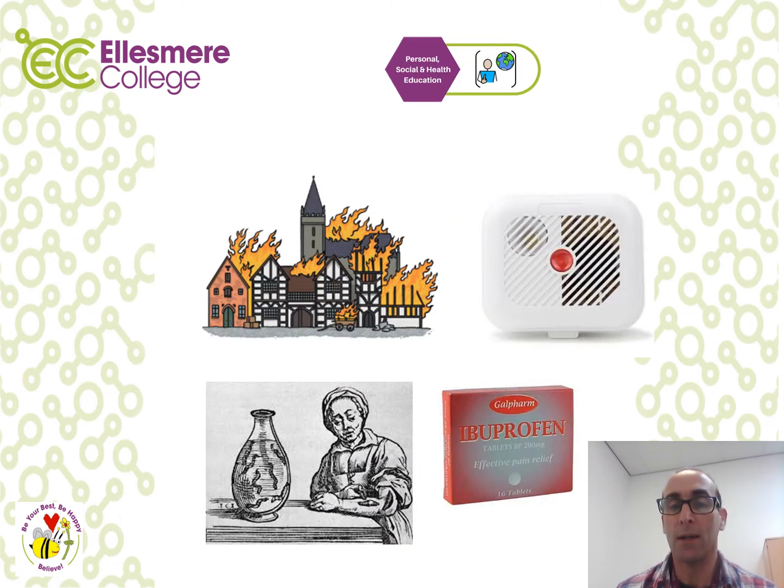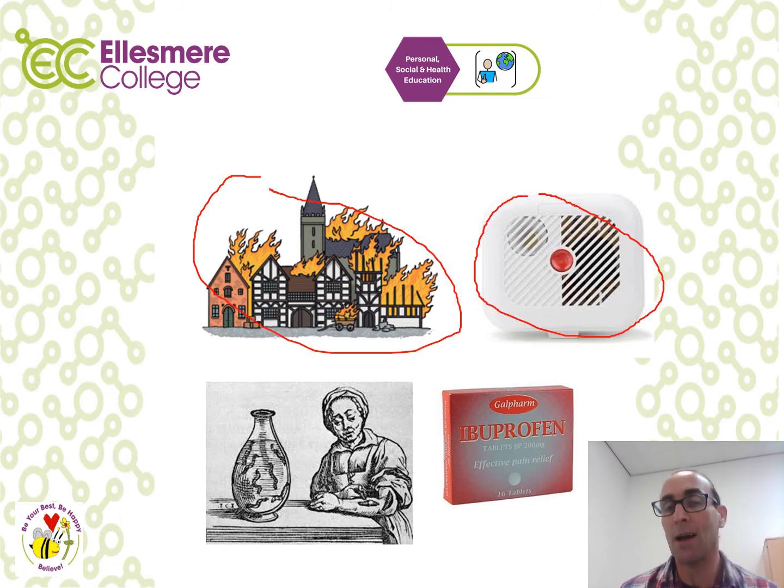In PSHE, we're going to start by exploring, first of all, the Great Fire of London, and then considering about modern technologies and modern implements which allow us to be able to detect and prevent fires before they start.